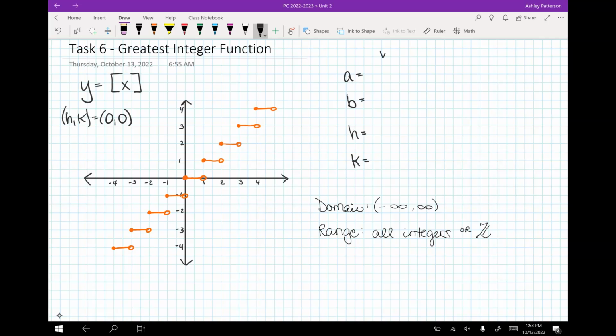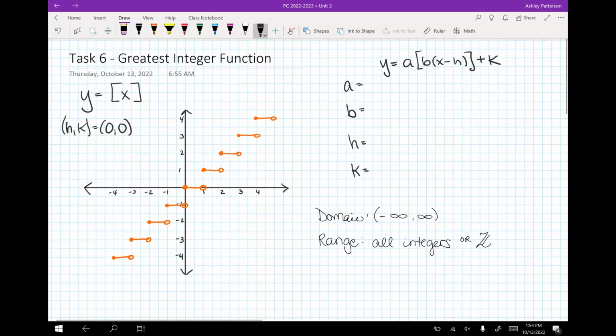And as I've mentioned so many times before, the location of each of these transformations doesn't change. Your A is still out in front of the function. B is still inside of the grouping symbol, in this case, the bracket with X. H is also inside of the bracket, but it's factored away from B. And K is on the back end. This doesn't change. Okay, so how does it affect our graph?